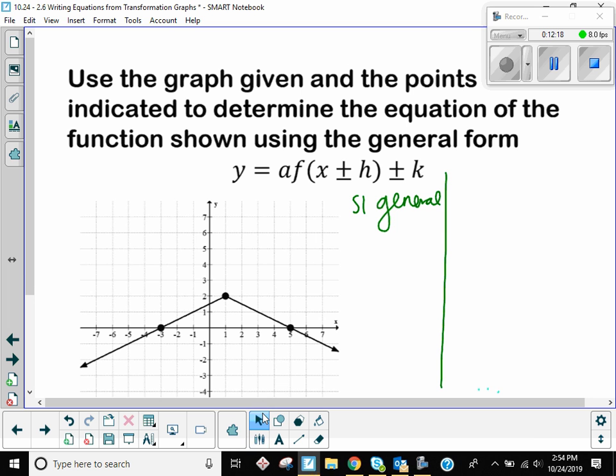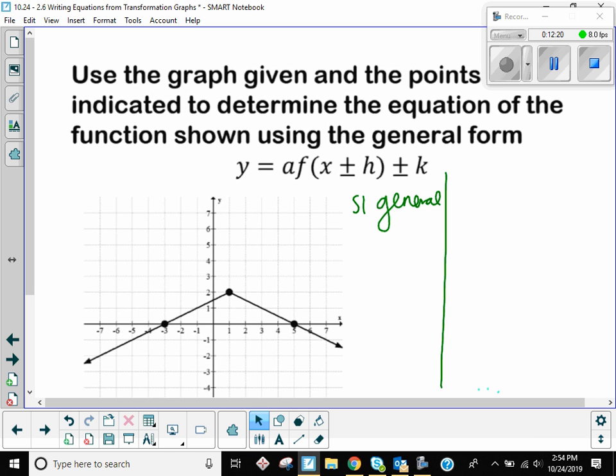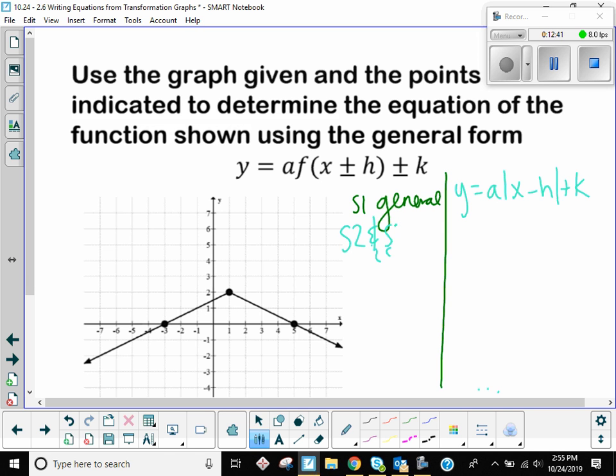Okay, so did you write this? Y equals a times the absolute value of x minus h, plus k? All right, good. So that's step 1, just figuring out which general form you need. So step 2, well, we're going to do step 2 and step 3 together.